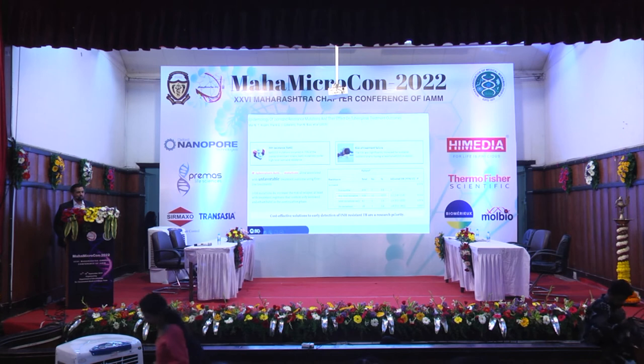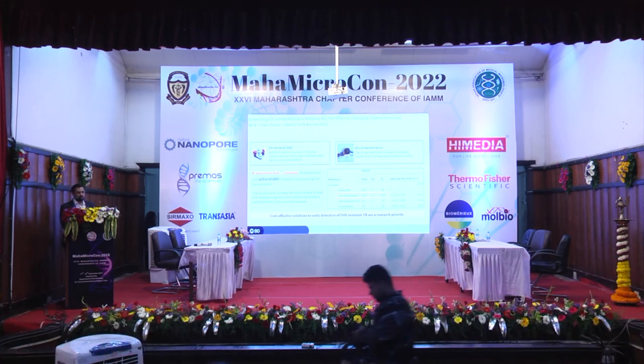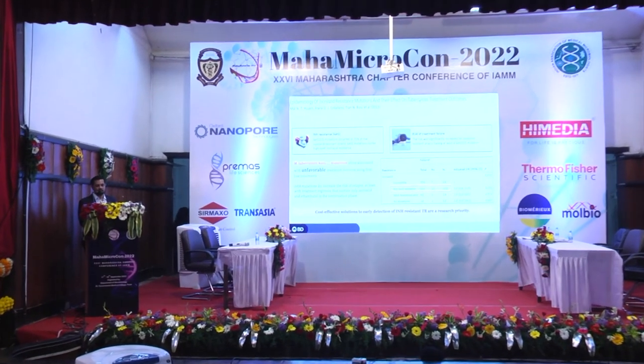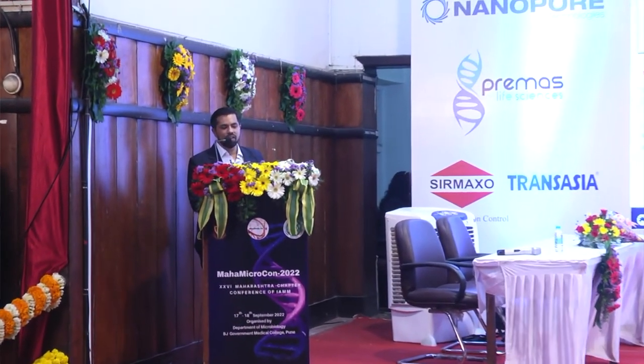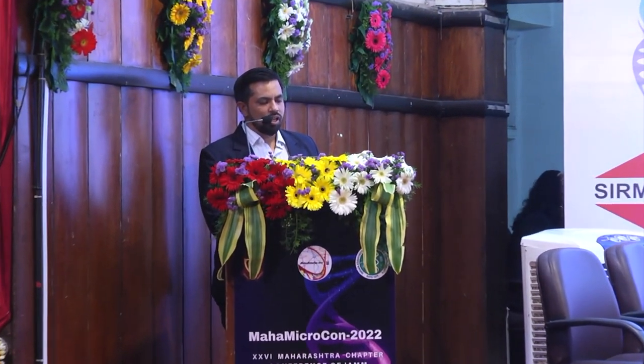So this was another study which was done to determine the epidemiology of isoniazid resistance mutations and their effect on tuberculosis treatment outcome. It was found that the katG315 mutation confers high-level isoniazid resistance, and it occurred in 75% of isoniazid-resistant strains. This mutation is also associated with a high risk of treatment failure. Because of this, there is unfavorable treatment outcome using the first-line treatment, as well as increased chances of relapse in case of isoniazid monoresistance.